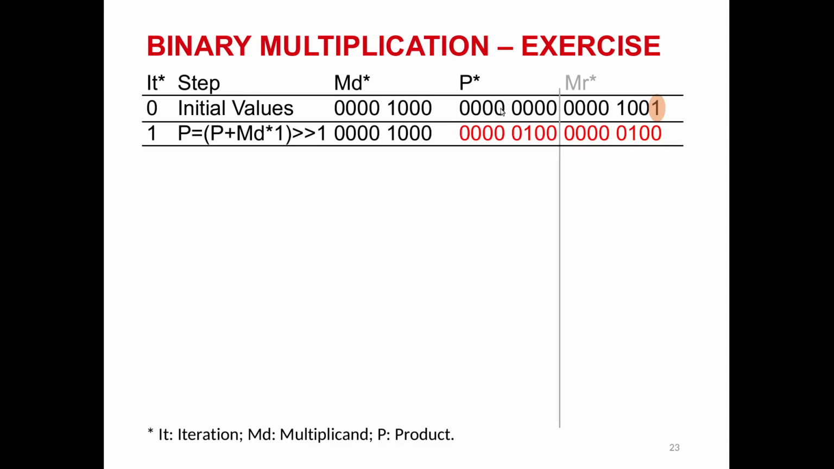So we add this 0 value together with MD here, and you can see that a 1 will be available here. But after adding, we need to shift all the bits in P one bit to the right, and so the bit 1 here will be located here. This bit 1 will be removed and this bit 0 will be shifted to this location.